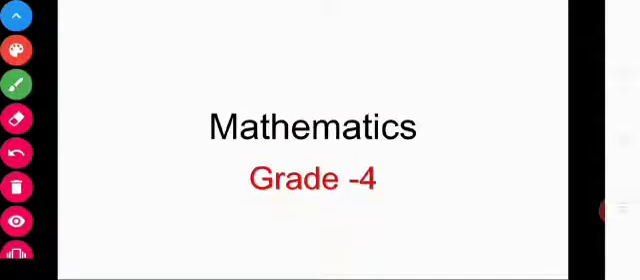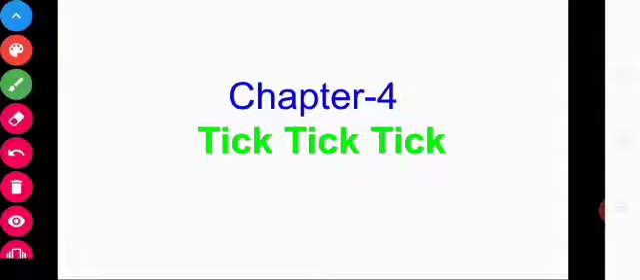Today we are going to see grade 4 maths. Today we can revise for the terminal examination. Okay. In chapter 4, what is the chapter name? Tick, tick, tick. Or do you remember the topic, children? Yes. Let me start.